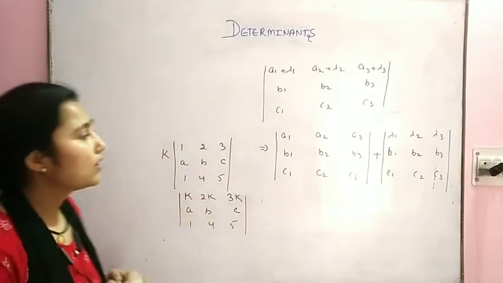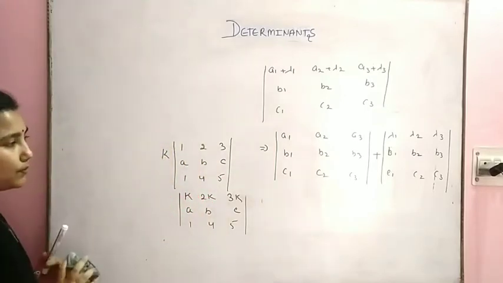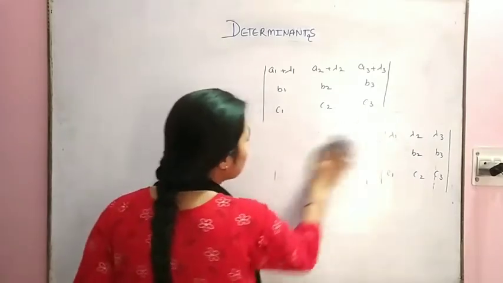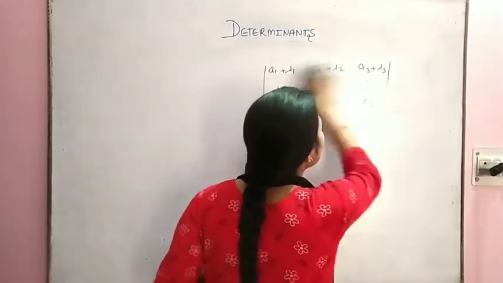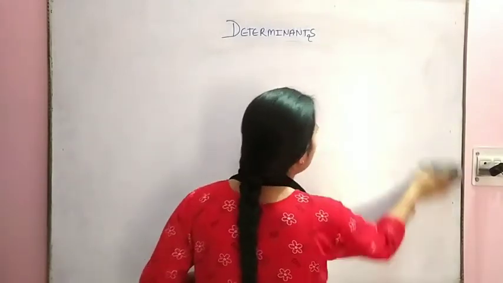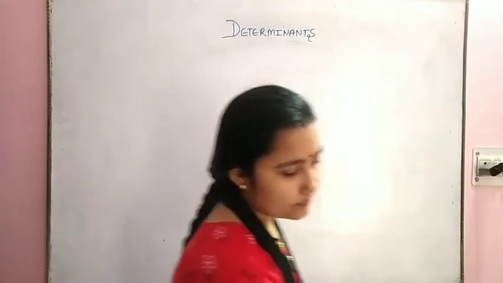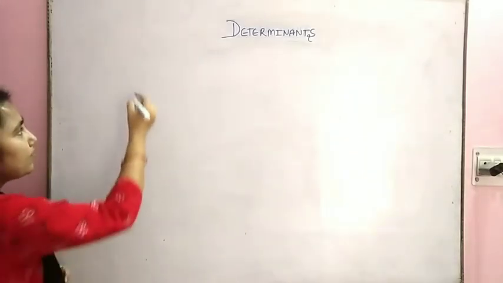Okay. So these are the total 6 properties. Now come to the exercise questions. Open your NCERT book and read the first question.